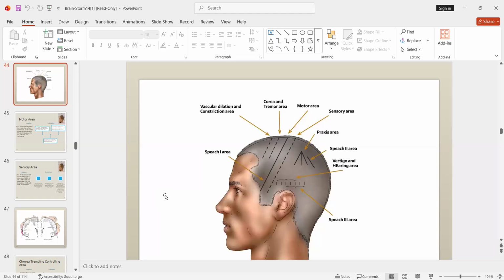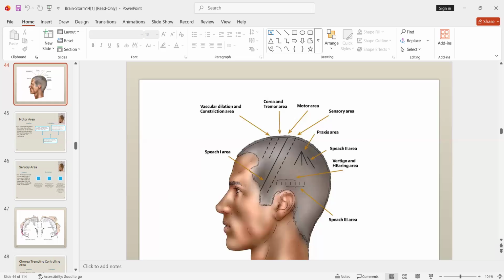Yes. Then the praxis area is on the corner of the head, the back corner side of the head. Then you measure 2 centimeters, 2 lines, which should be parallel to the central line. That's the line connecting the glabella and the occipital protuberance.